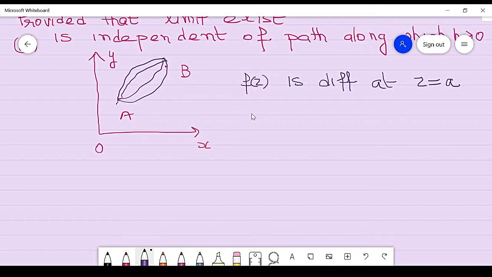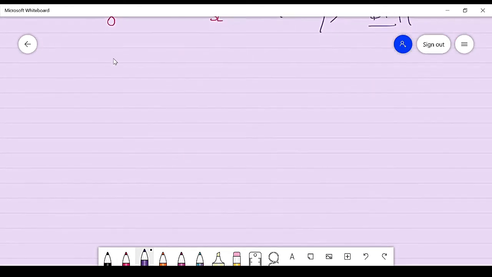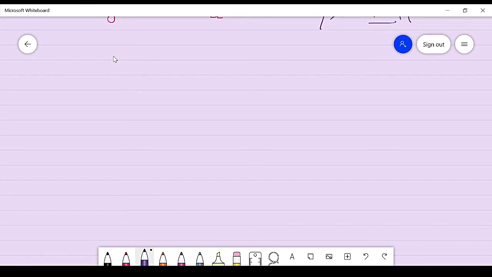After that, as we know, differentiability implies continuity, but the converse is not true. Differentiable functions are continuous, but continuity does not imply differentiability. So these are the basic facts of differentiability and continuity.